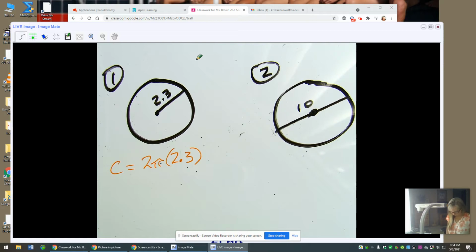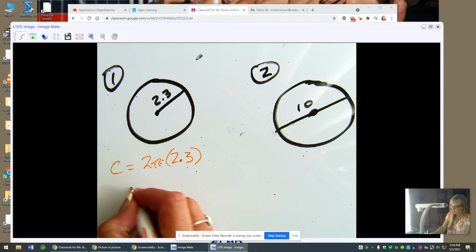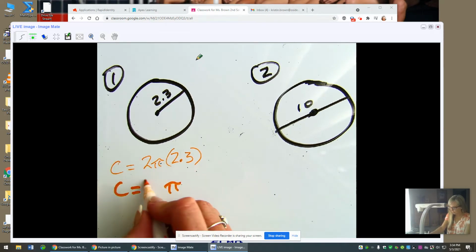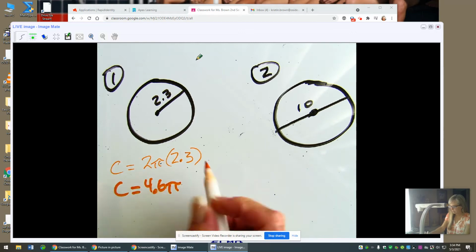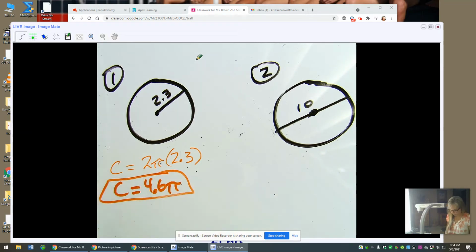Very often, we'll want to leave it in terms of pi. So 2 times 2.3 is 4.6. So that's an exact answer, but I believe Apex is going to ask for the estimate. So I'm typing that in my calculator. Oops. Pi times 4.6. There we go. And that will give us a circumference of 14.45.